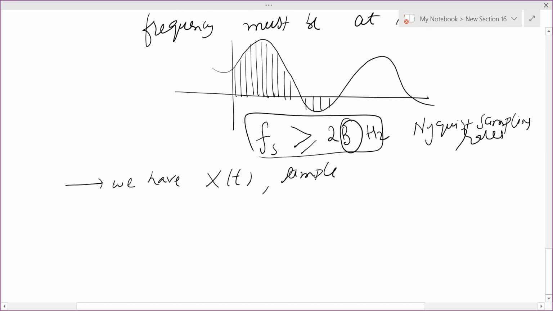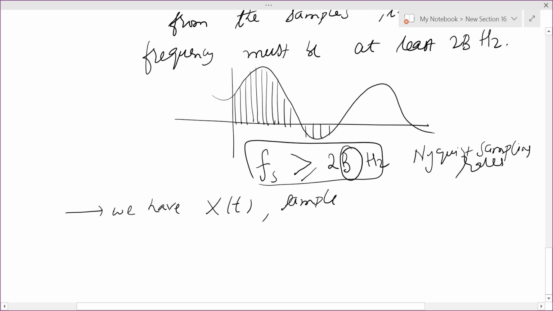We have x of t, we sample it, we are taking samples of it, and we denote that by xk, where k is equal to 1 up to some K. We take some K samples, and we are taking 2b samples per second.